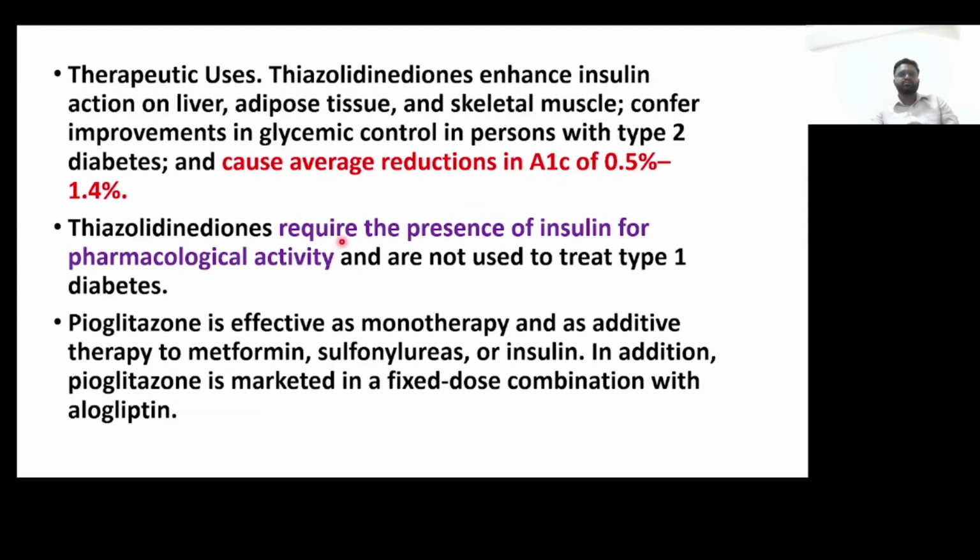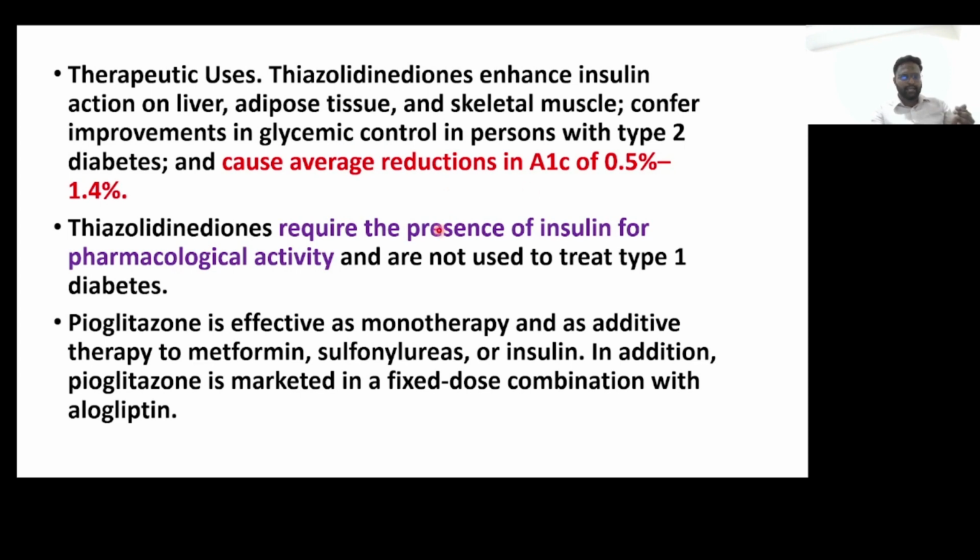So what are the therapeutic uses of thiazolidinediones? Thiazolidinediones enhance the insulin action on the liver, adipose tissue, and skeletal muscle. It confers improvement in glycemic control in patients with type 2 diabetes mellitus. It causes an average reduction in HbA1c of 0.5 to 1.4%.